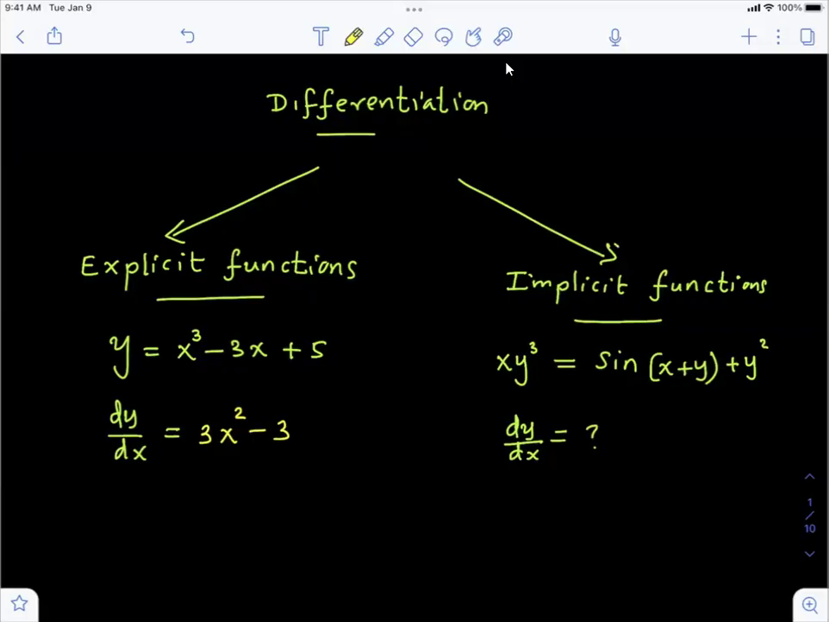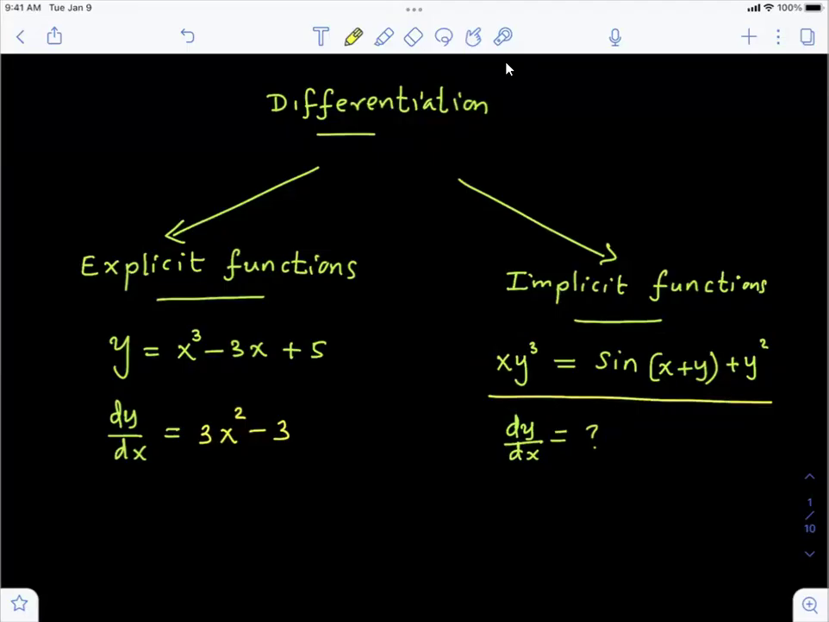However, if you look at implicit functions, on the other hand, an implicit function simply means you are not given variable y as an explicit function of variable x. For instance, look at this example. On the left hand side, x is multiplied with y cubed, and on the right hand side, you can find variable y separated, and then inside the sine function, you can find x plus y.